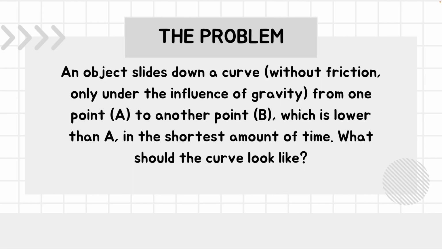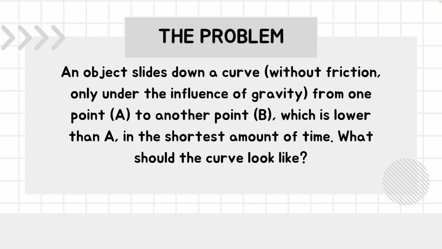So here's a problem. An object slides down a curve without friction, only under the influence of gravity, from one point A to another point B, which is lower than A, in the shortest amount of time. What should the curve look like? We call this problem the brachistochrone problem. So, what will be the answer of the brachistochrone problem?